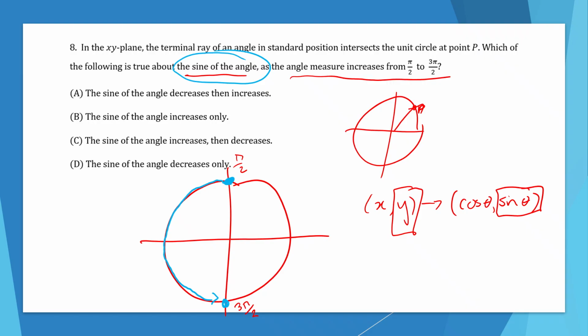So looking at that, we are starting at a y-coordinate of positive 1, and we're going to end at a y-coordinate of negative 1. So let's see how it changes, right? Well, we're going down, and we keep going down. We don't all of a sudden go up. We're constantly decreasing our y-coordinate, so the sine of the angle should decrease only, making D the correct answer for number 8.